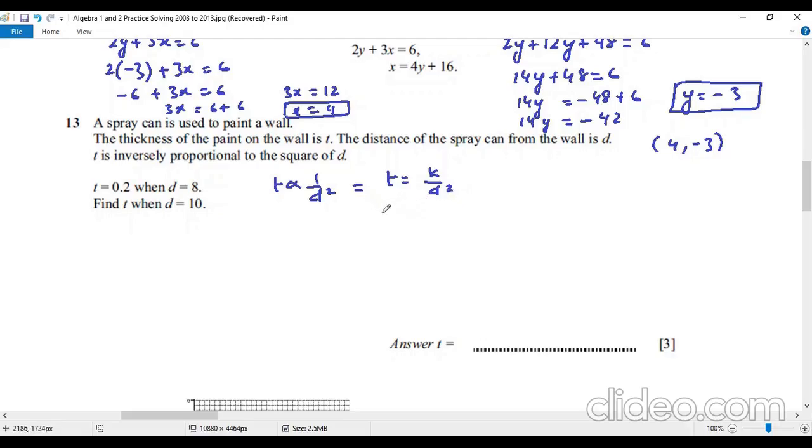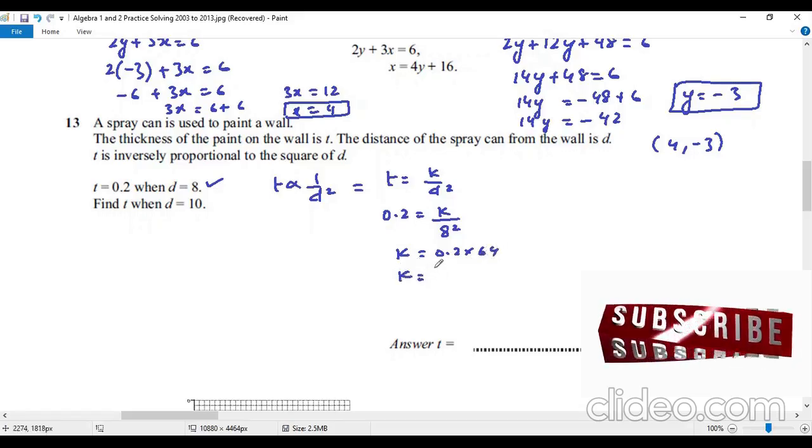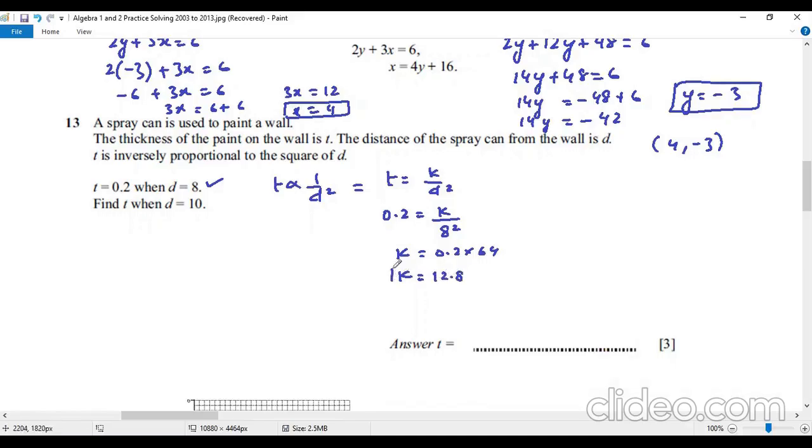How much is k equal to? So I'll put the values over here. T is 0.2, given. K we don't know the value, and the value of D is 8. It's given in the question over here. So I will write 8 squared. That means k is equal to 0.2 times 64. So the value of k is 12.8.